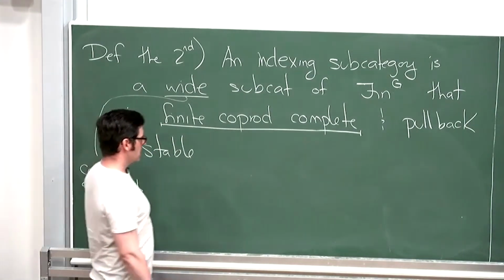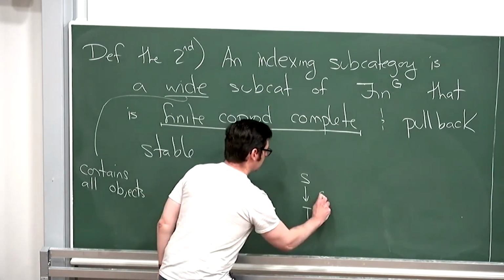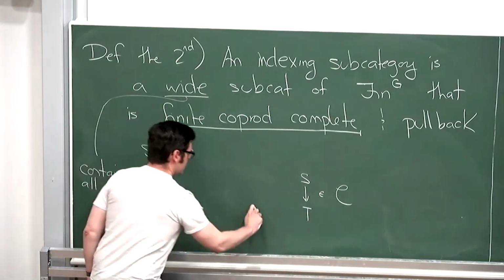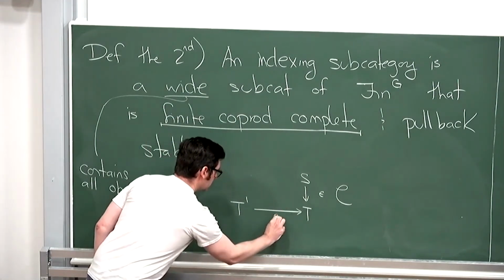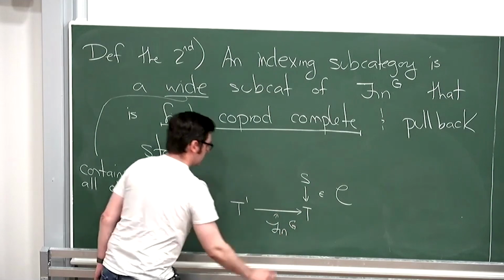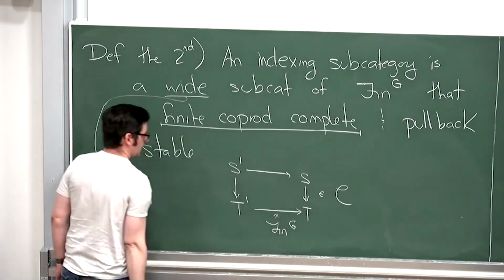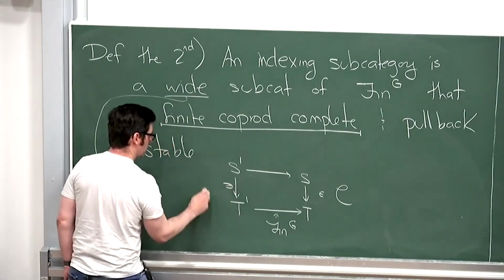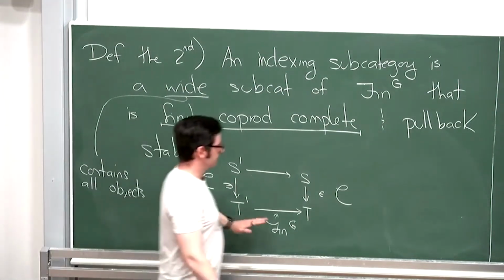And pullback stable, well, this means that if I have S goes to T, and this is in my category C, and then I have an arbitrary map here. This is just a map of finite G-sets. Then I can form the pullback. And pullback stability means that this is actually also in C, that I can pull back along arbitrary morphisms in the big category. It's not saying that it's closed under pullbacks by itself. It's a stronger condition. I can pull back along arbitrary morphisms in the category.